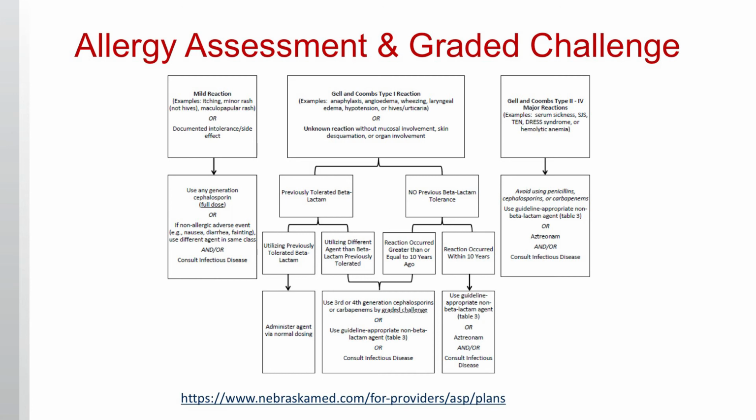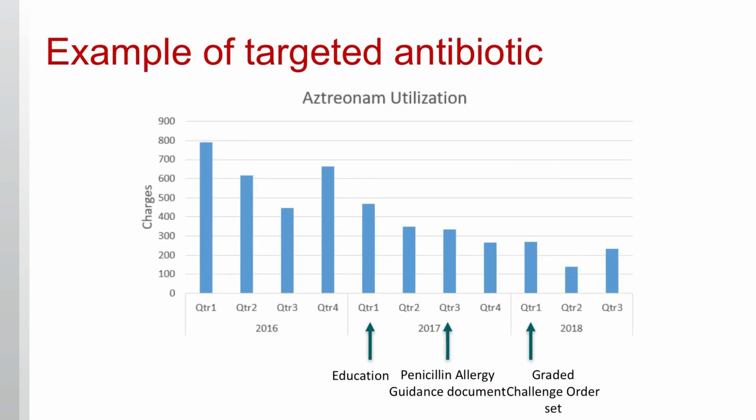So we built an order set with monitoring and doses given every 30 minutes: 1% of the dose, then 10%, and then 100% of the dose. With this and education, we've been able to decrease our Aztreonam use by about two-thirds over the last 2 years. And even accounting for the substitution of Cefepime for Aztreonam, we've saved about $75,000 a year on the drug, so that we're able to then justify the cost of our time on our stewardship team.